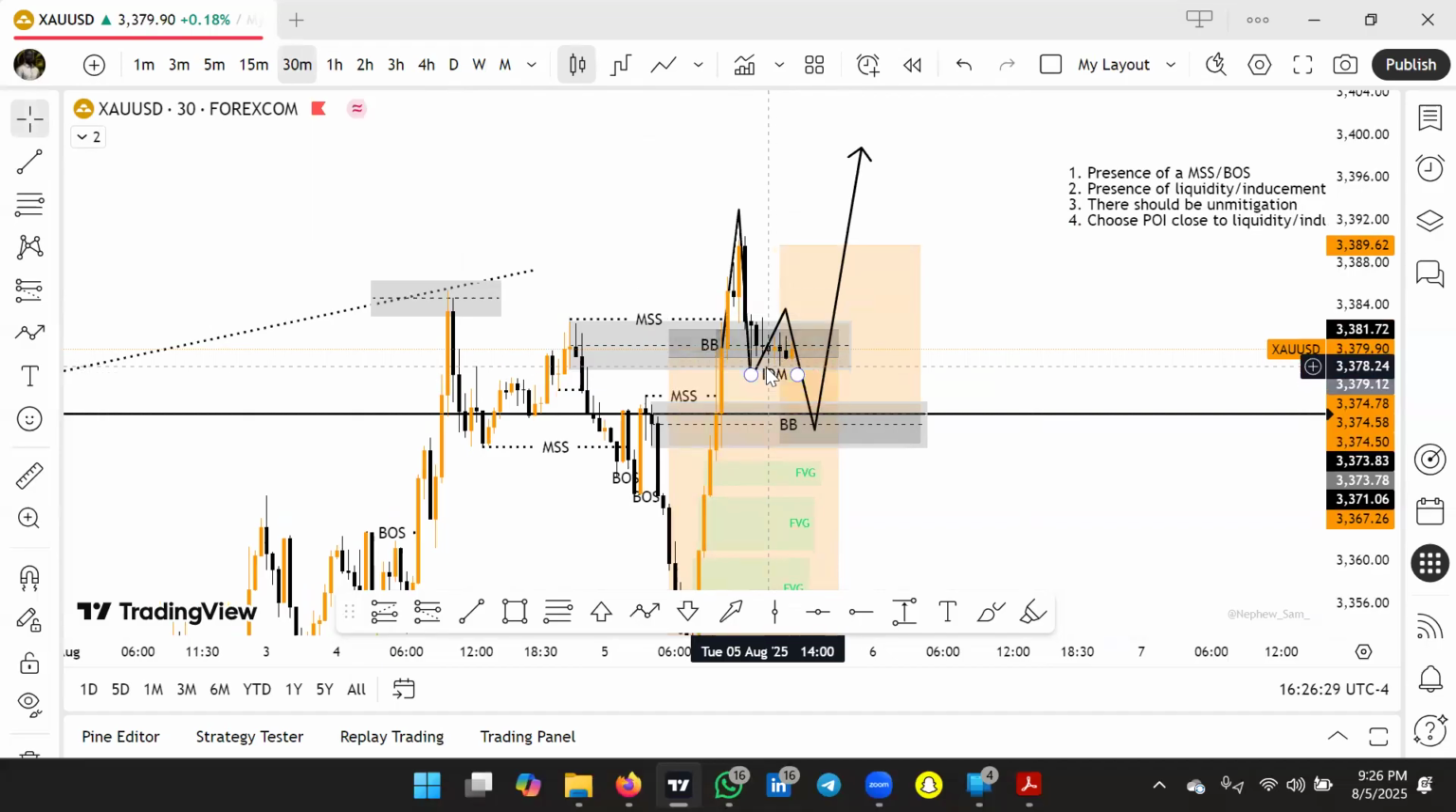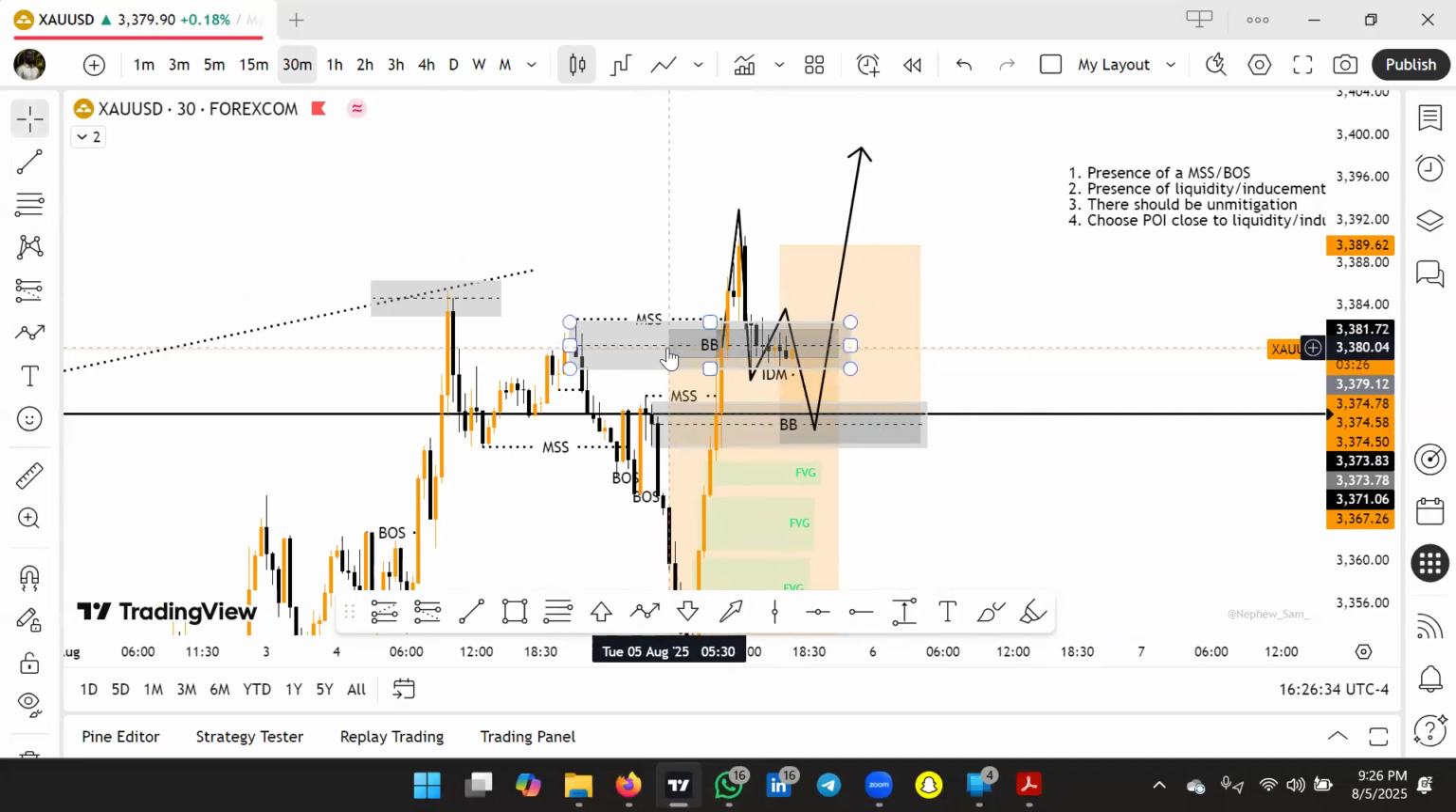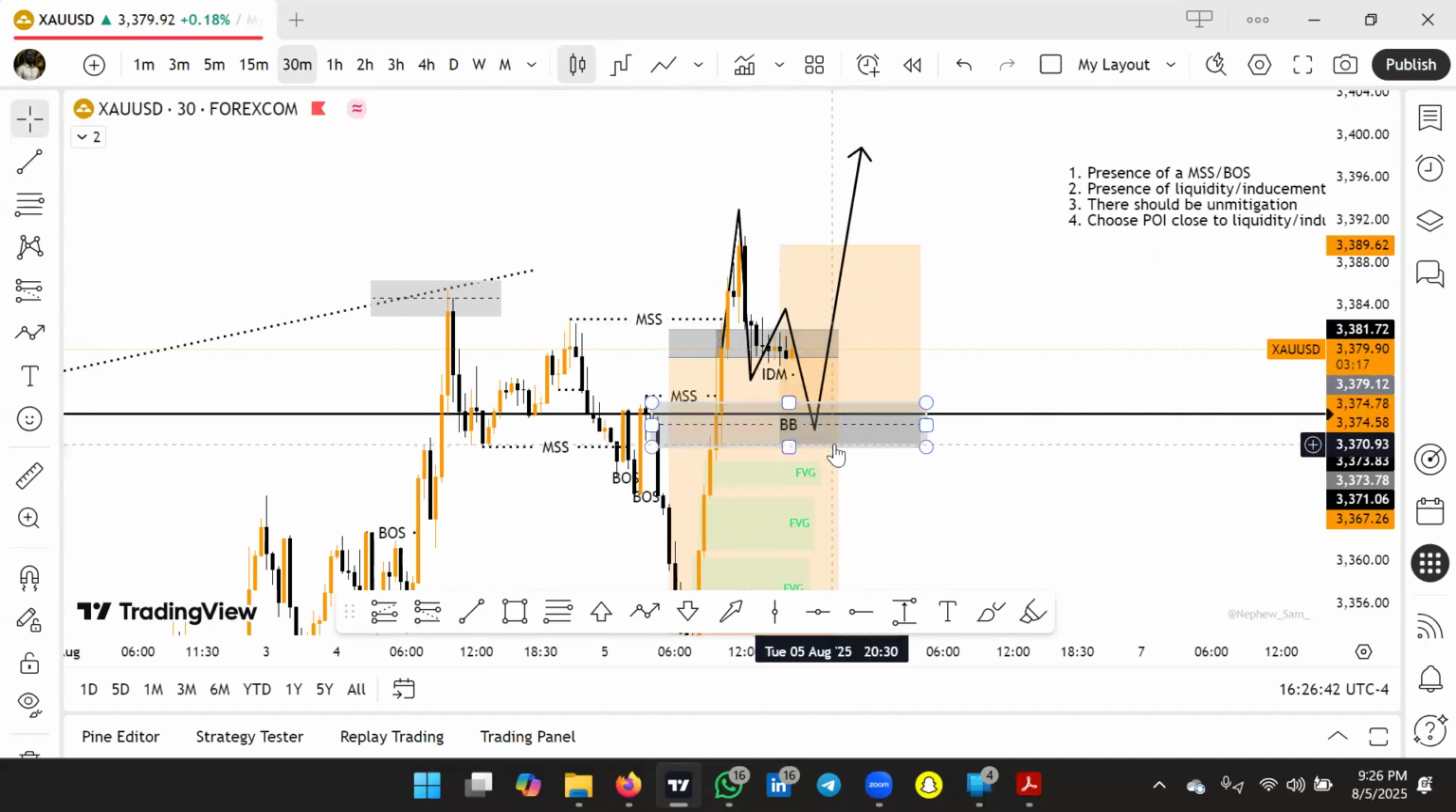So the next thing is there should be non-mitigation. You can see this breaker block is already mitigated. So we are no longer interested in this one. So let me delete it. It was already mitigated, so I don't have business with it again. Then the one left to be mitigated is this one now.